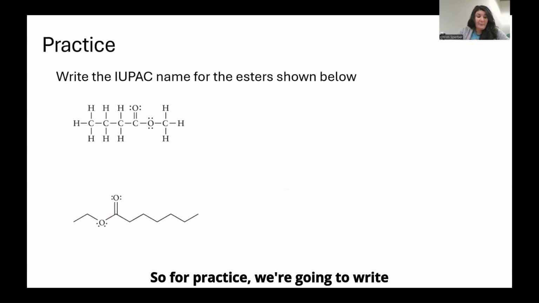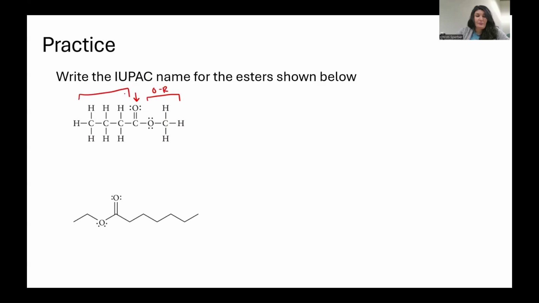For practice, we're going to write the IUPAC name for the ester shown below. Pause the video, and when you're ready, come back and we'll do it together. The first thing we do is find our carbonyl carbon. We look for our RCO group and our OR group. This is our OR group. This is our RCO group. The RCO group is the parent. The OR group is our substituent.